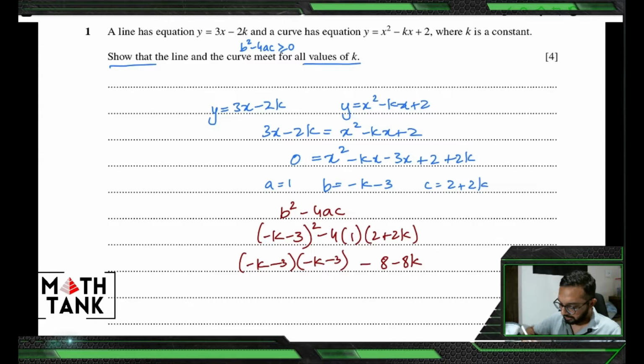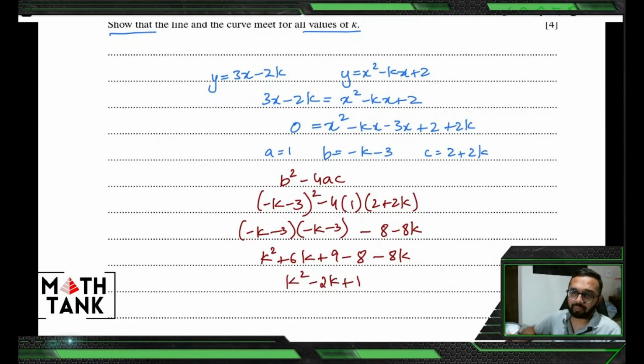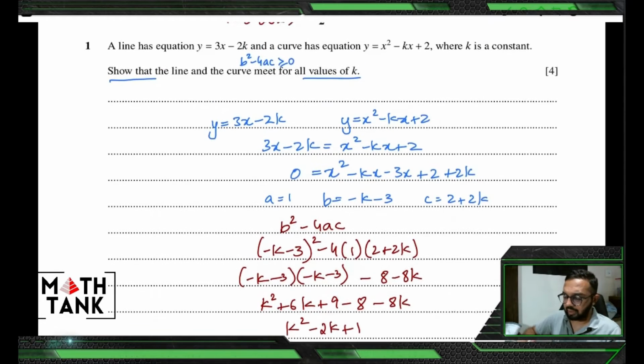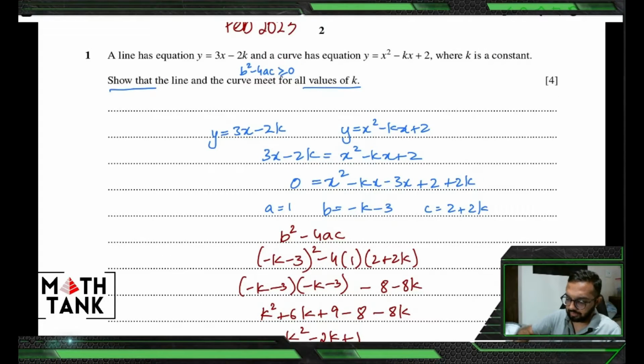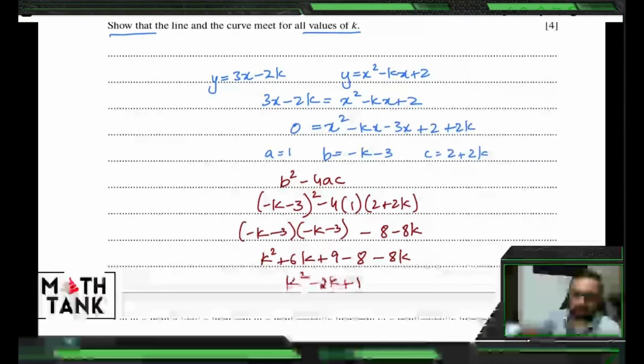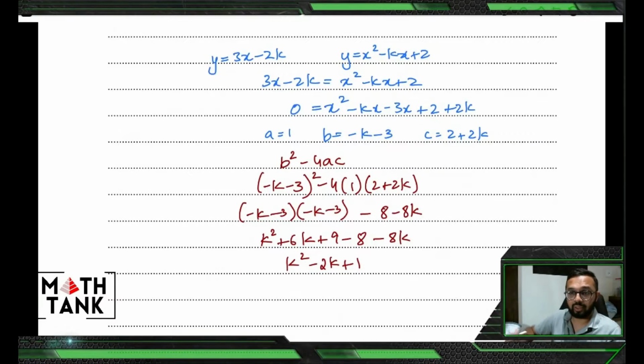What I'm going to do is just write k squared plus 6k plus 9, because I know that's what's going to turn up. So I get k squared minus 2k plus 1. Now, how do you prove that something is always greater than or equal to 0? The idea is very simple: you try to bring a whole square into the equation. So what I'm talking about is completing the square. But this equation is pretty obvious.